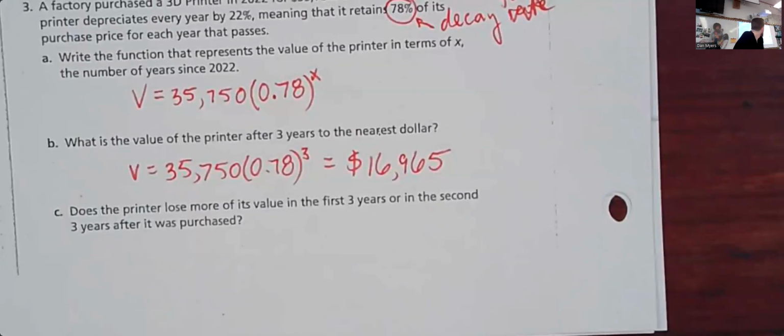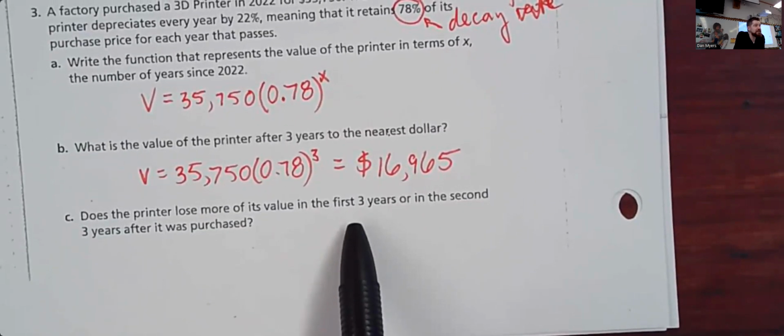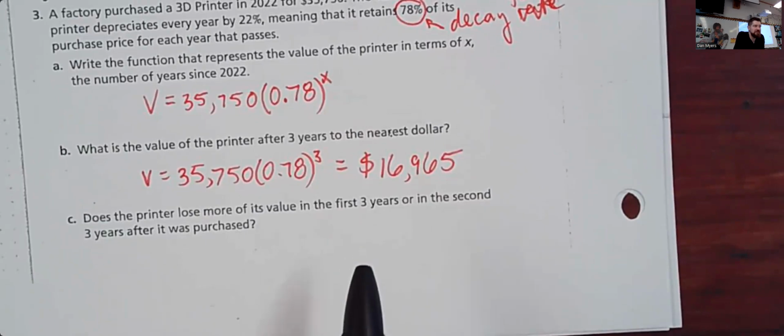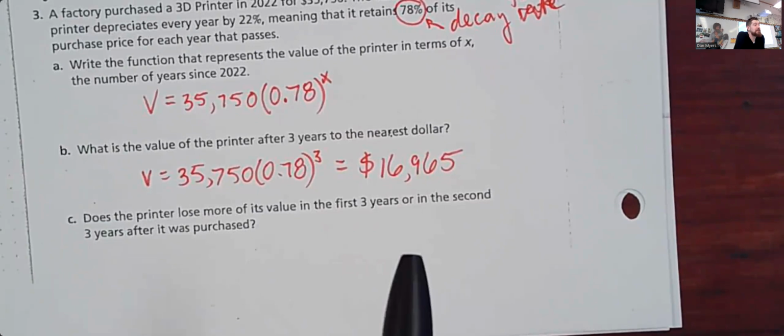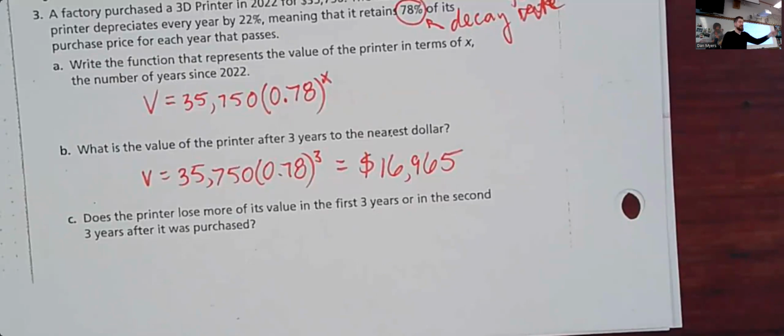Great. So it is worth $16,965 after 3 years. Before you do the calculation for this next one, does anybody have any ideas about what the answer is going to be? Hopefully it's not too hard to reason before we actually calculate it. Maverick? Because it'll be the first 3 years. Yeah. You lose a lot more money if it's worth more money. If you have a decay factor, it's losing money pretty quickly that way.